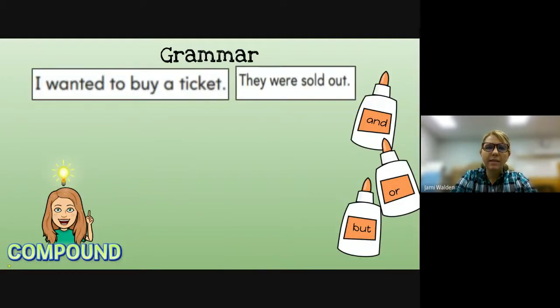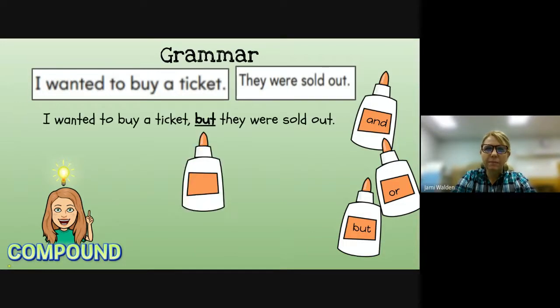I wanted to buy a ticket. They were sold out. I have two short, choppy sentences about the same topic. I want to join them with a comma and a conjunction. Which conjunction best would fit this sentence? I wanted to buy a ticket and they were sold out. I shouldn't be putting those things together, so and doesn't work. I wanted to buy a ticket or they were sold out. I don't have a choice, so or isn't the right word to pick. I wanted to buy a ticket, but they were sold out. That sounds like the best choice.